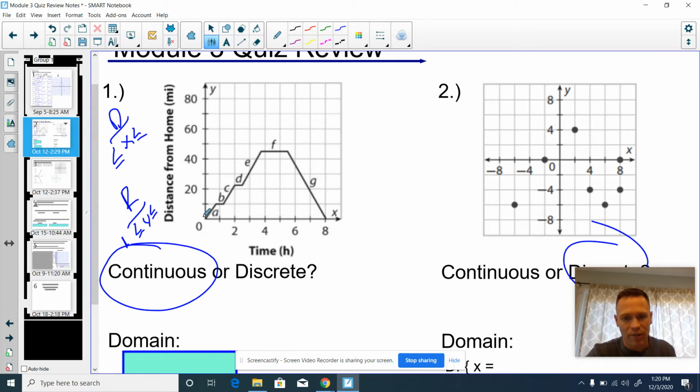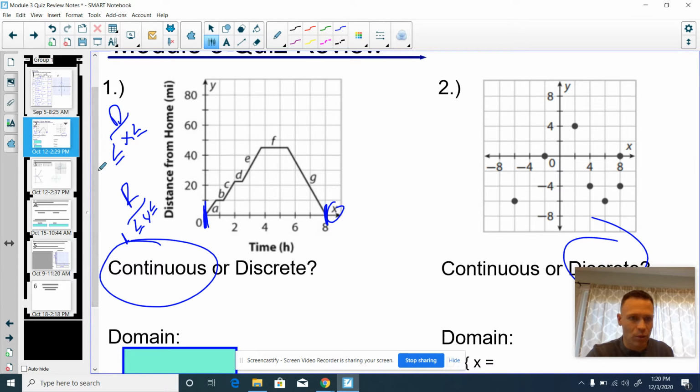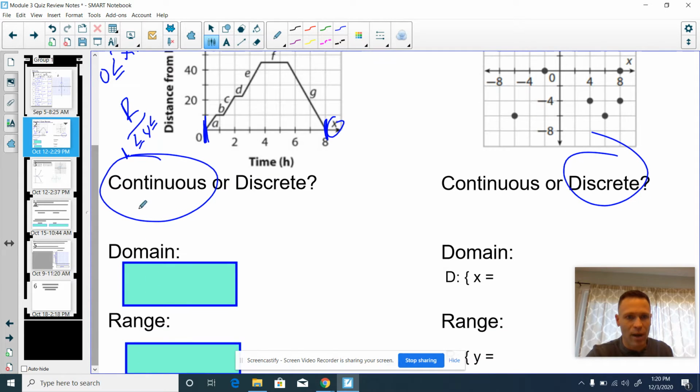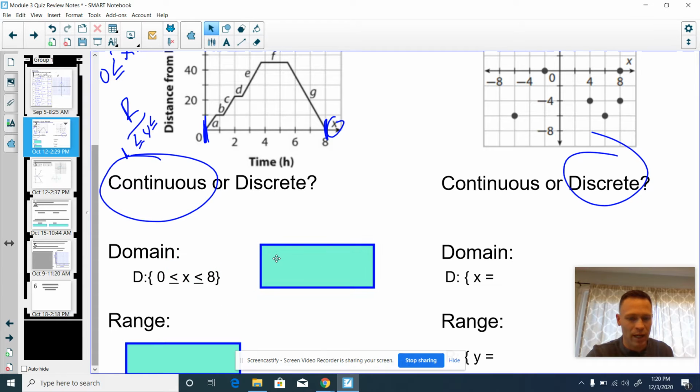So when I look at this graph, the domain, remember, is the x. The graph goes from here to here, so that's 0 to 8. My lowest number is 0. My highest number is 8. This says that x is less than or equal to 8, and this says x is greater than or equal to 0. That's what my domain is.